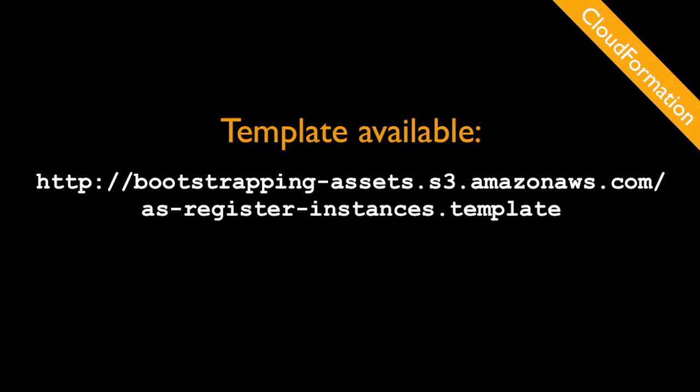Now that template is available to create that entire setup in CloudFormation, and you can download it from Bootstrapping Assets, my S3 bucket. Again, these links will be available at the end of this presentation. You can download this AS Register Instances template, a CloudFormation template that creates everything I've just described. It will create the auto-scaling group to monitor, it will create the queues and the topics, tie them all together, and it will also enable you to create a monitoring application that we'll come on to later.